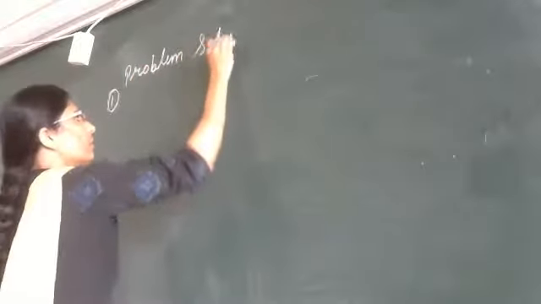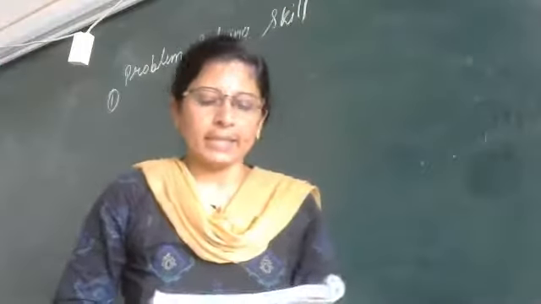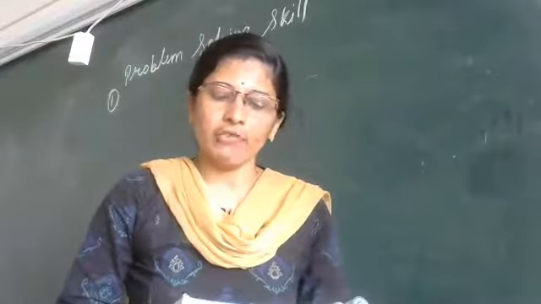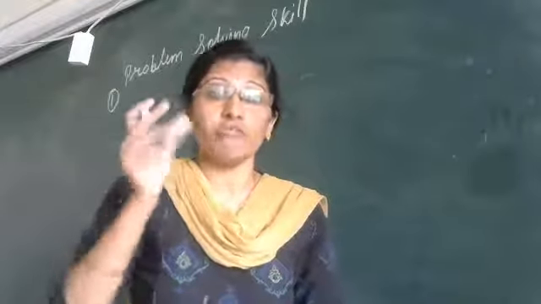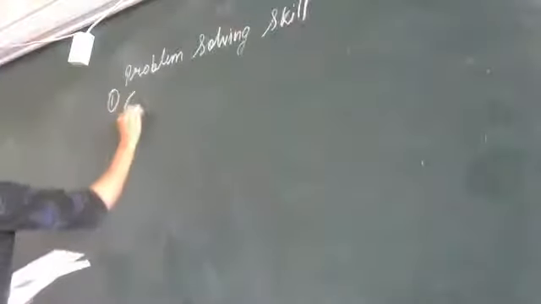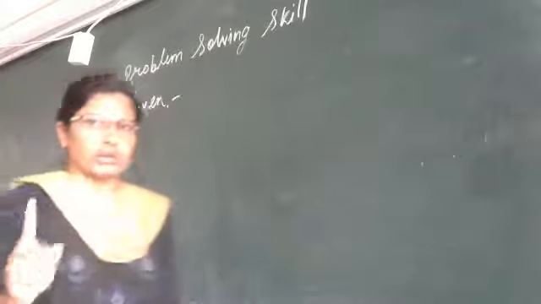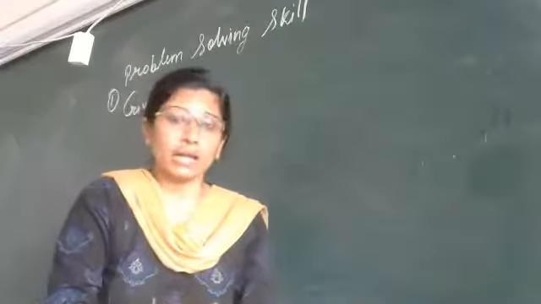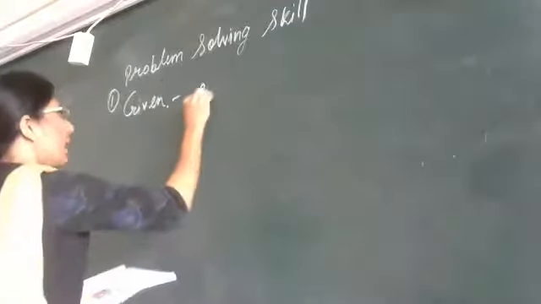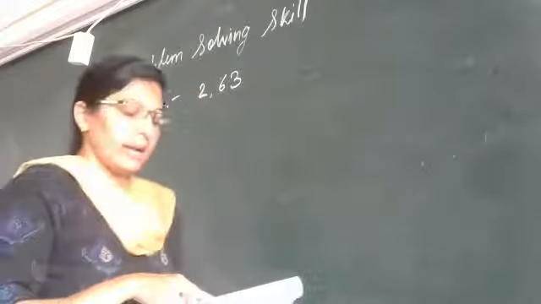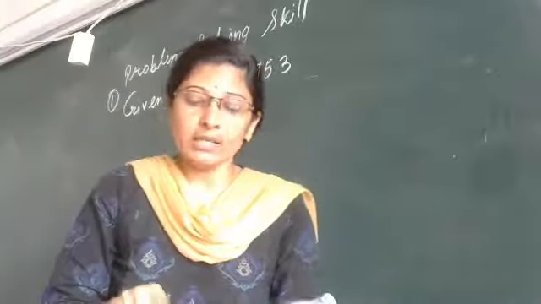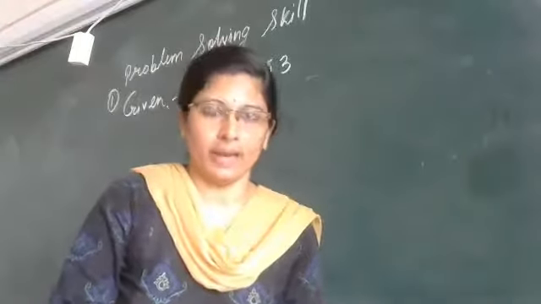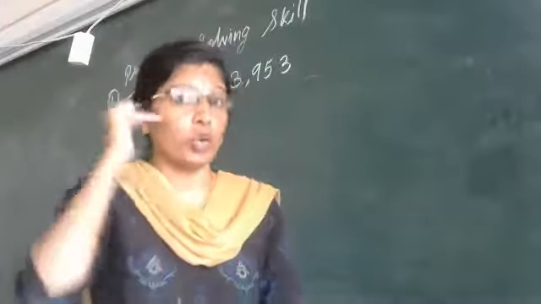Problem solving skill. Okay. 2,63,953. So they have not given it in numbers. They have given it in words. So those words, first you have to write what is given in the solution. We have to write what is given. So 2,63,953 visitors visited the trade fair on Sunday. So one line you have to read and understand it.